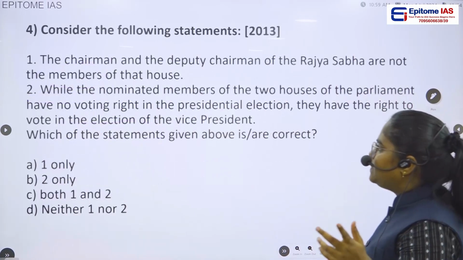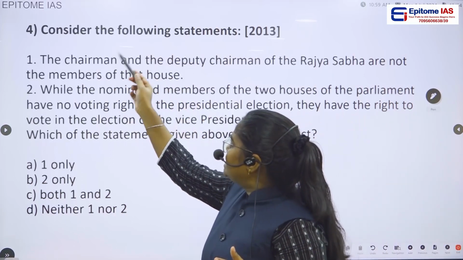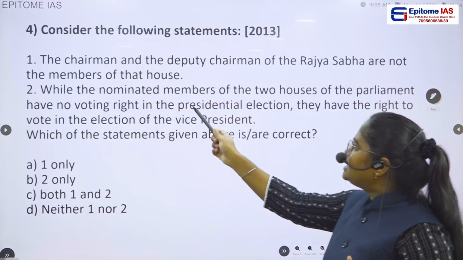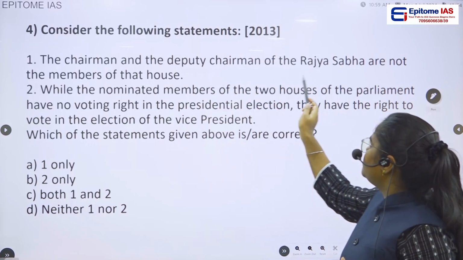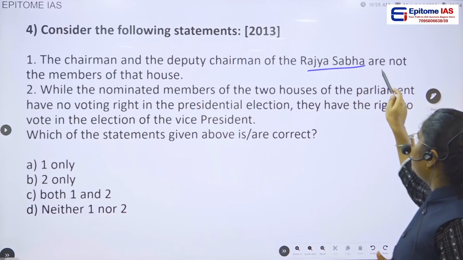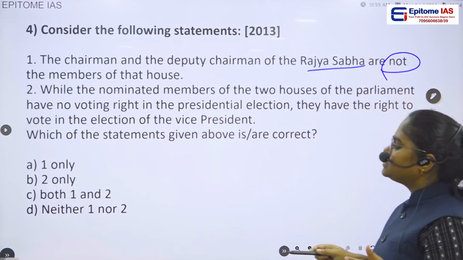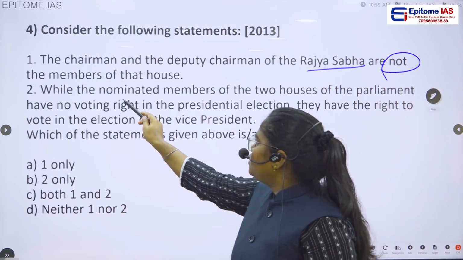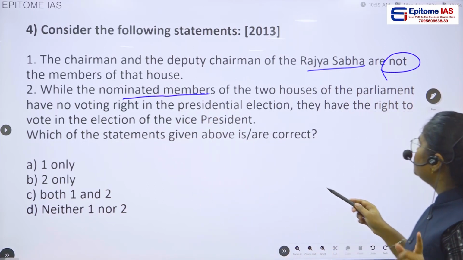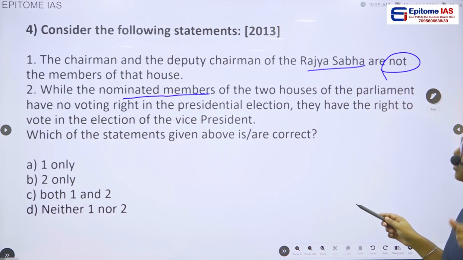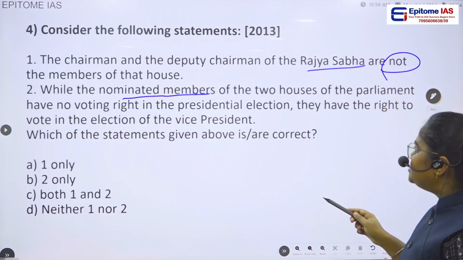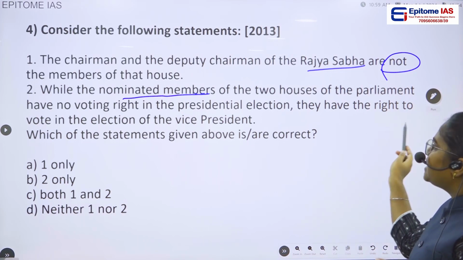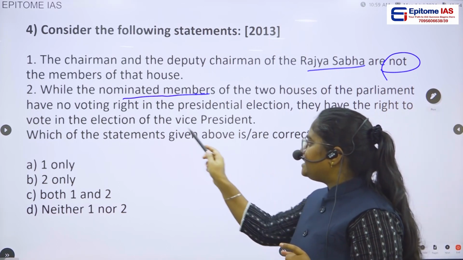Then next question, consider the following statements. First statement, the chairman and the deputy chairman of the Rajya Sabha are not the members of that house. Statement 2, while the nominated members of the two houses of the parliament have no voting right in the presidential election, they have the right to vote in the election of vice president.